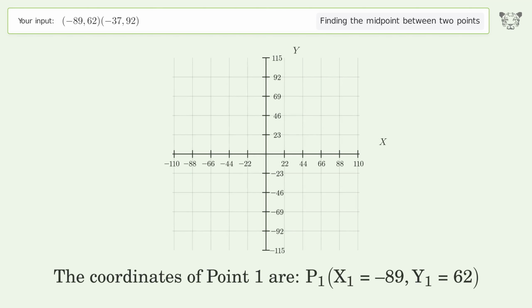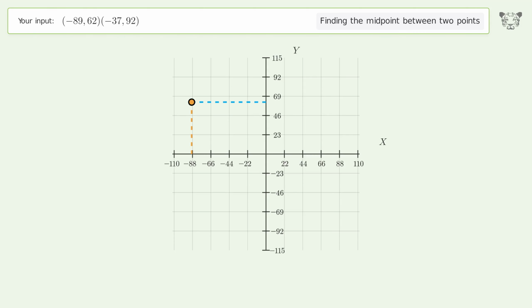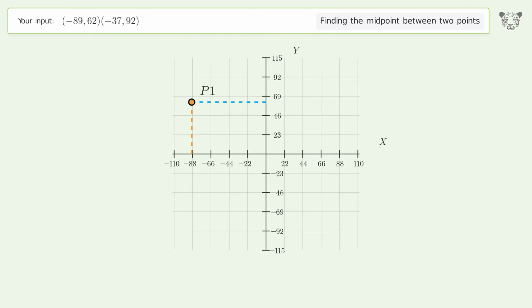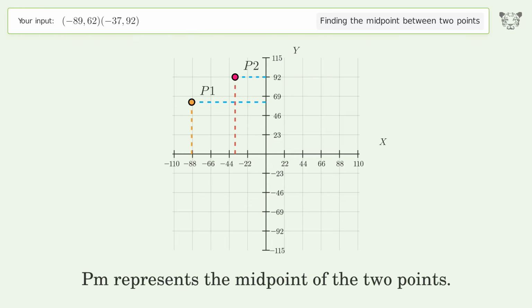The coordinates of point 1 are, x1 equals negative 89, y1 equals 62. The coordinates of point 2 are, x2 equals negative 37, y2 equals 92. PM represents the midpoint of the 2 points.